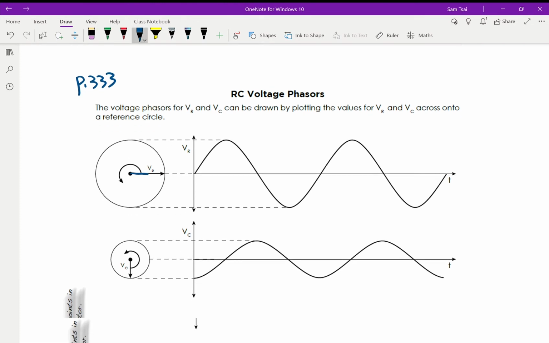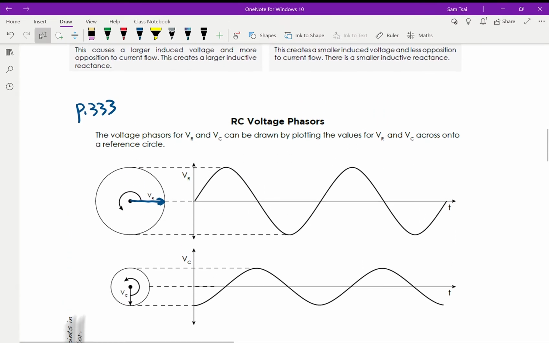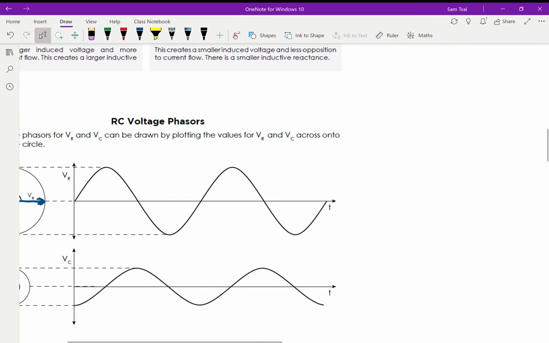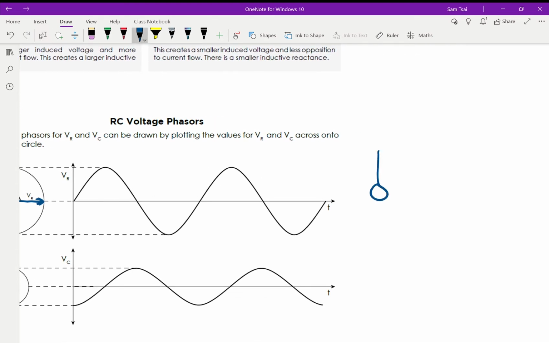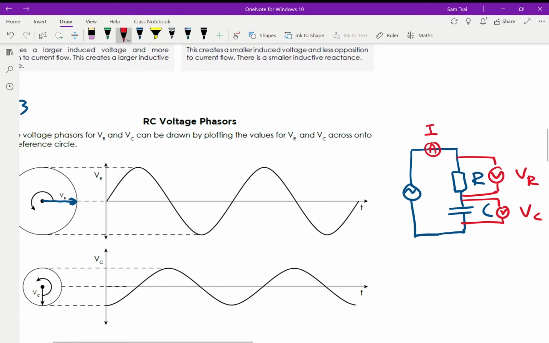If this is VR, and what is VC? We have a power supply, and we have an R, and we have a C. So a resistor and capacitor. We put a voltmeter here, voltage VR, and another voltmeter here, which is VC, and of course we can put a current, which is I, there. So we can know the value at every moment.